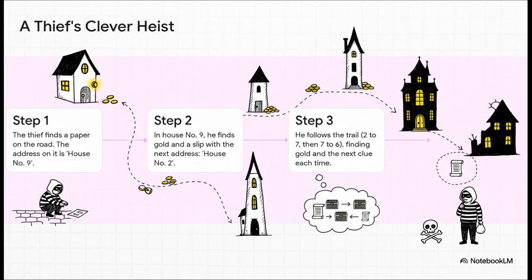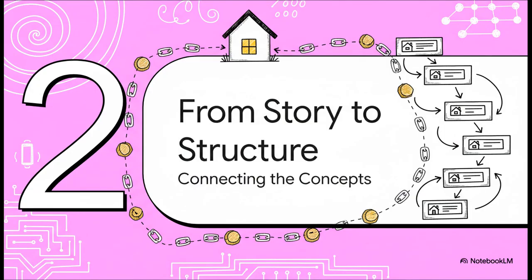So what does he do? He follows the clue. At house number 2, same deal. More gold and the next clue, which leads him to house number 7. He just keeps following this chain of clues from one house to the next until he gets to the last house. And inside this one, there's just a final note that says null. That's just a fancy way of saying, end of the line, pal. The heist is over.